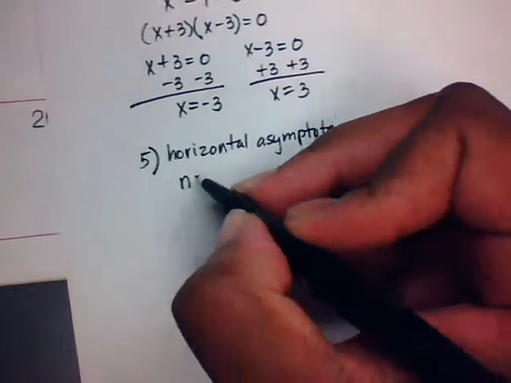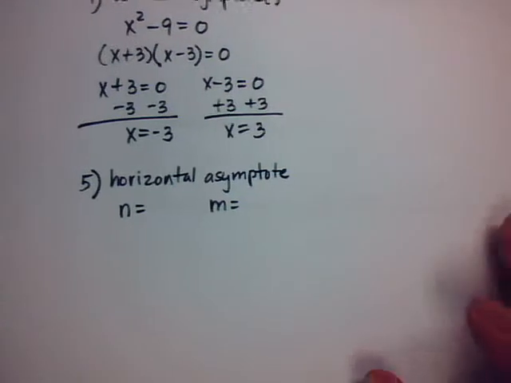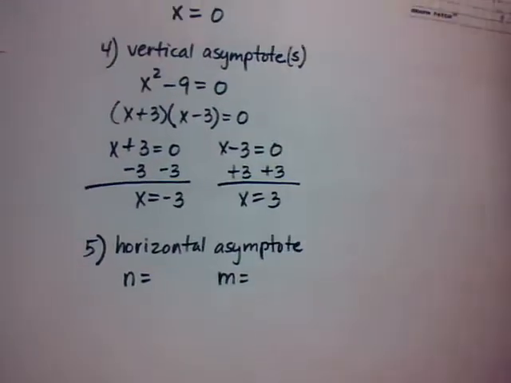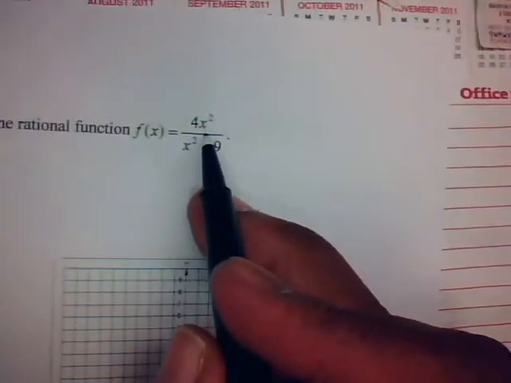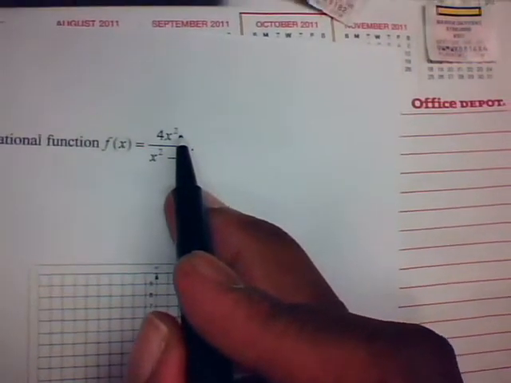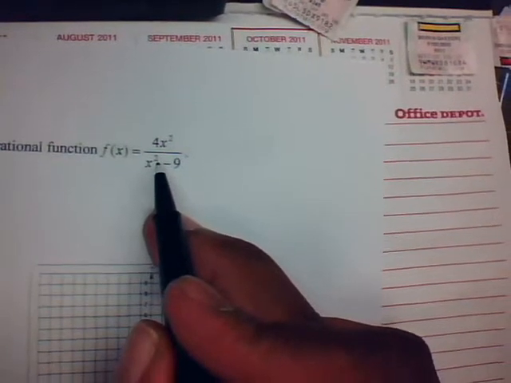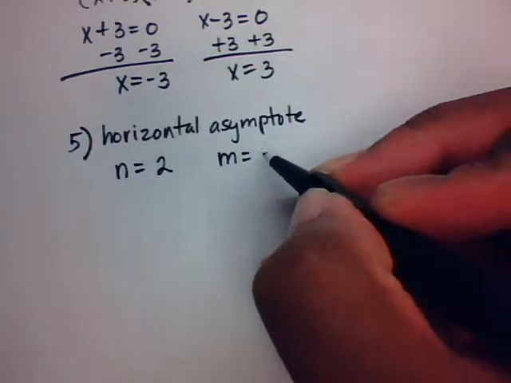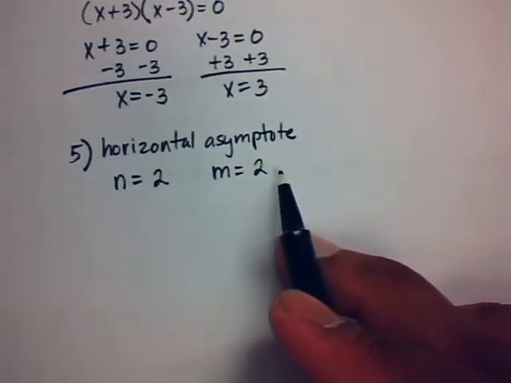Now we have to use that rule of identifying n and m to determine what our horizontal asymptote is going to be. N is the highest exponent in the numerator. Here's our equation. The highest exponent in the numerator is 2. That's your n. The m is the highest exponent in your denominator. That's also 2. So n is 2, m is 2. Compare n and m. They're both equal.